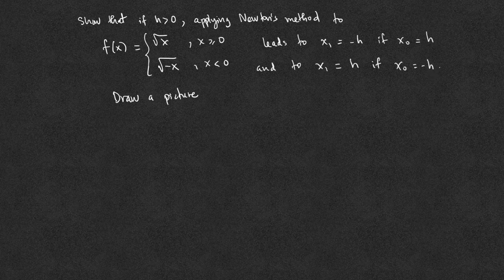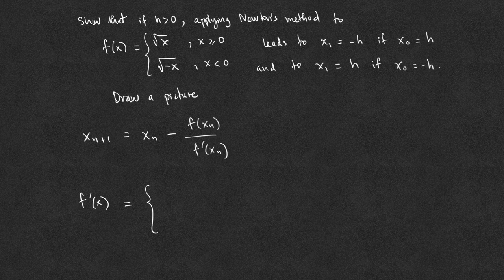First, Newton's method states that x sub n plus 1 equals x sub n minus f of x sub n over f prime of x sub n. We have f of x. We need f prime of x. F prime of x is still a piecewise function.